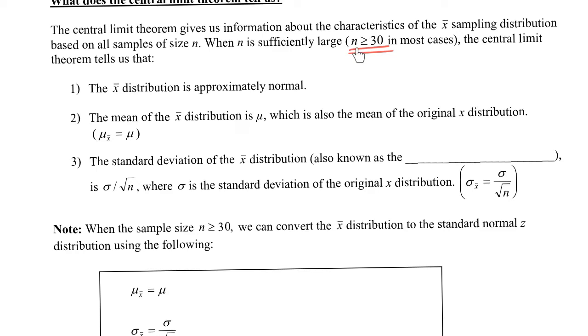So when n is 30 or more, the central limit theorem tells us that the X bar distribution is approximately normal. Now remember, the difference between the central limit theorem and theorem 6.1 is that the central limit theorem says we're sampling from a distribution that doesn't have to be normal. It could even be not normal. As long as we have a sample size of 30 or more, the X bar distribution will be normal. The mean of the X bar distribution is the same as the mean of the original X distribution. We've seen this before, so these are the same.